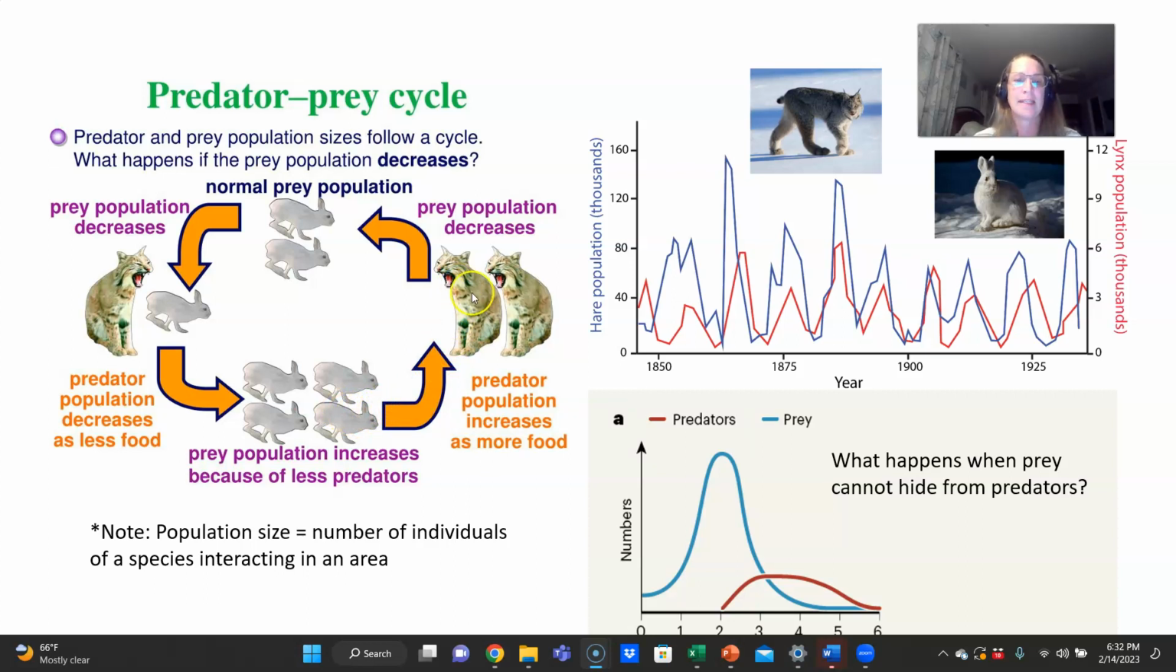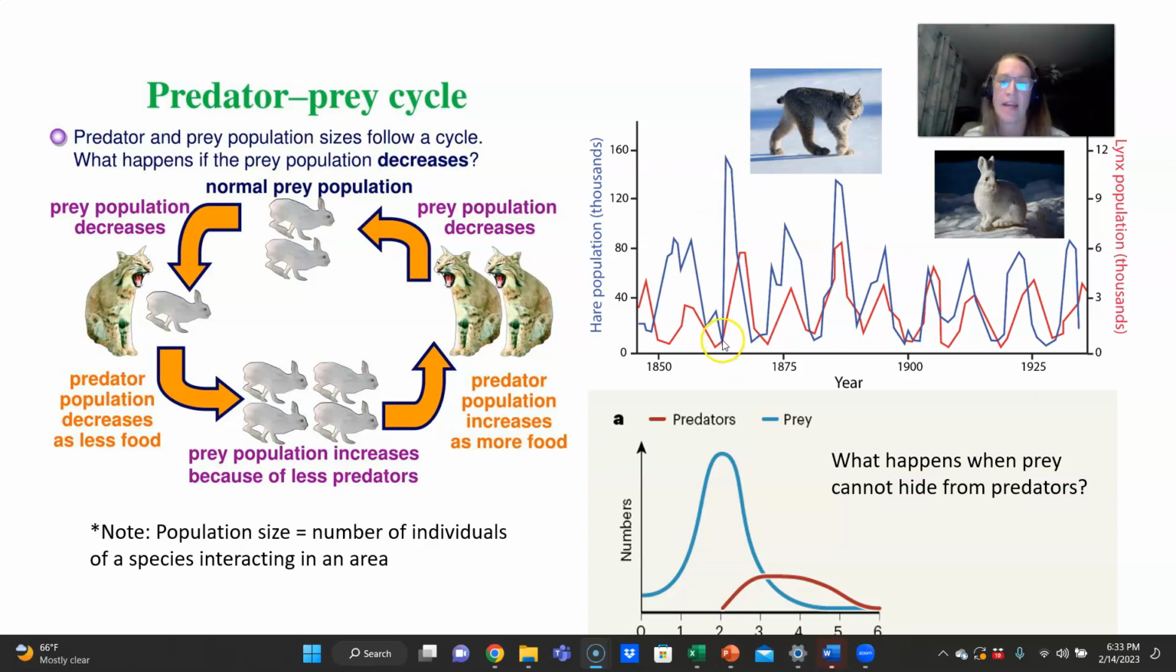So more lynxes reproduce, they have more offspring, the population size grows, more individuals are available in the area. And as that population size of the predator increases, that may cause a reduction again in the prey population. So what we have is these predator and prey interacting with one another in a way that affects their population sizes. So let's look over here on this graph, which represents real data from the study.